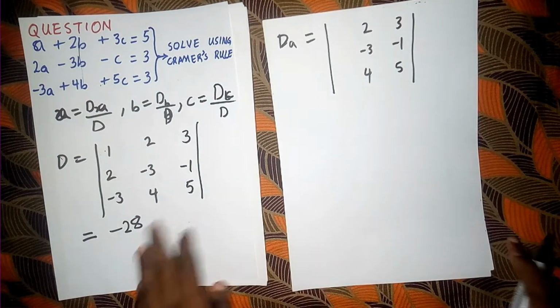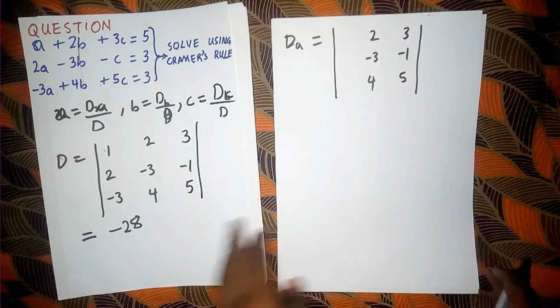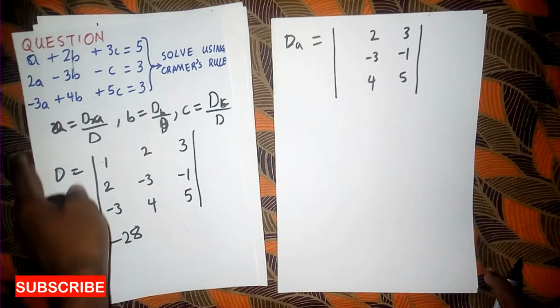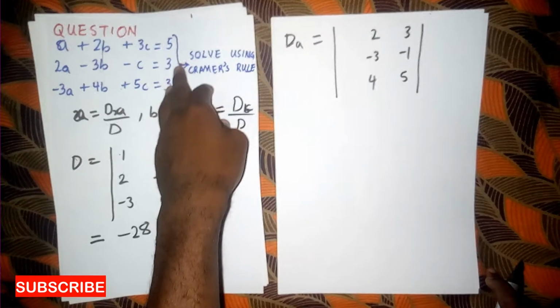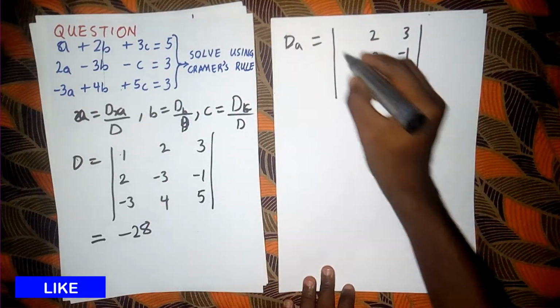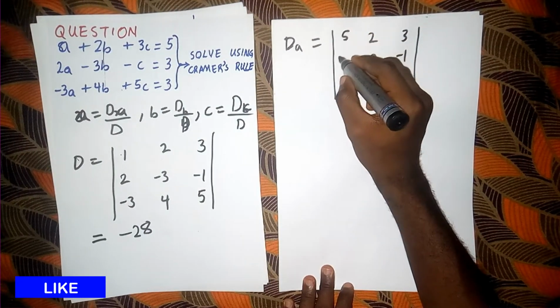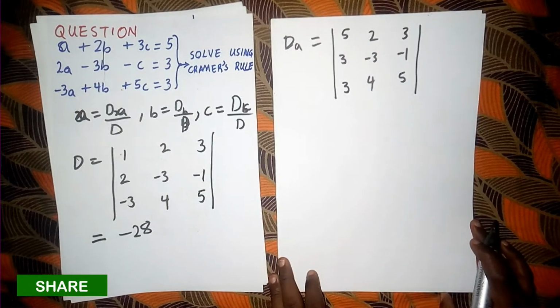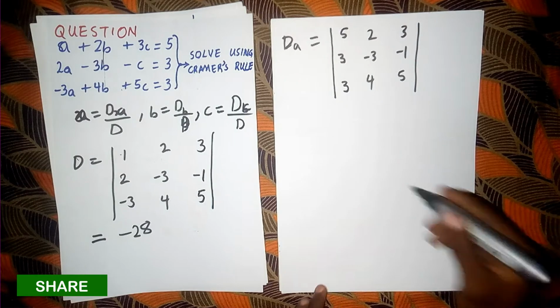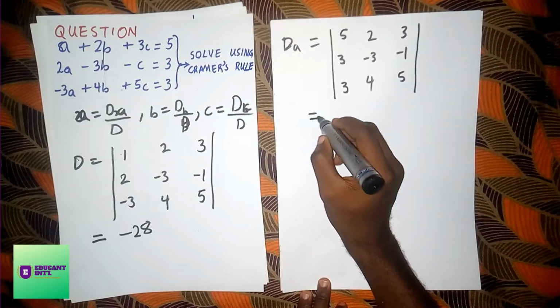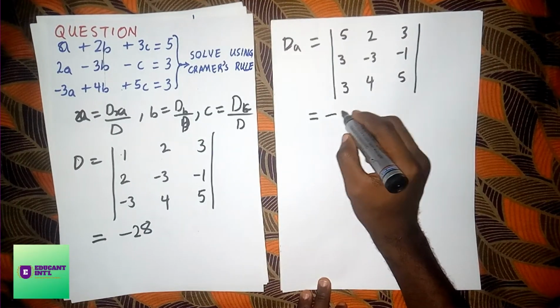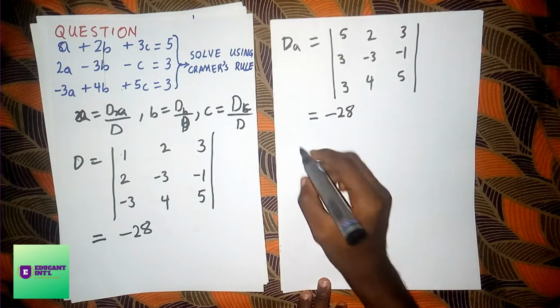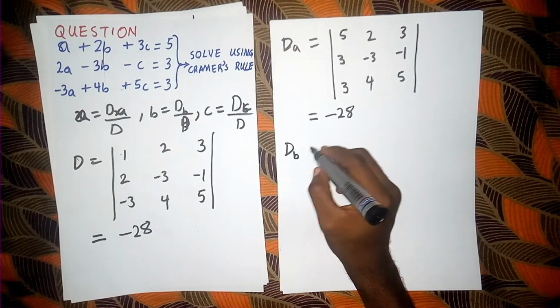So now the constant we are working at, which is A, we are going to substitute it with our answers, which is 5, 3, 3. Hope we understand that. So from here we will now have that DA is minus 28. Similar thing with DB.